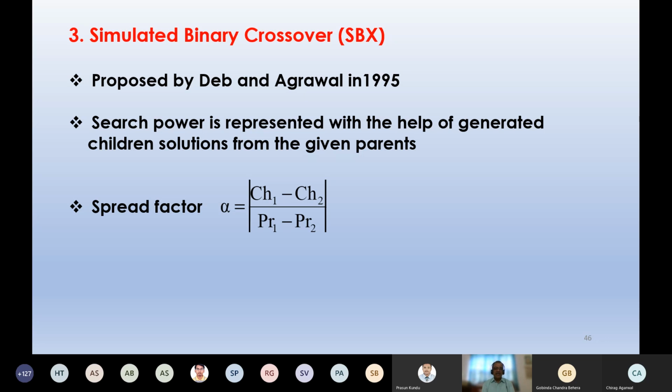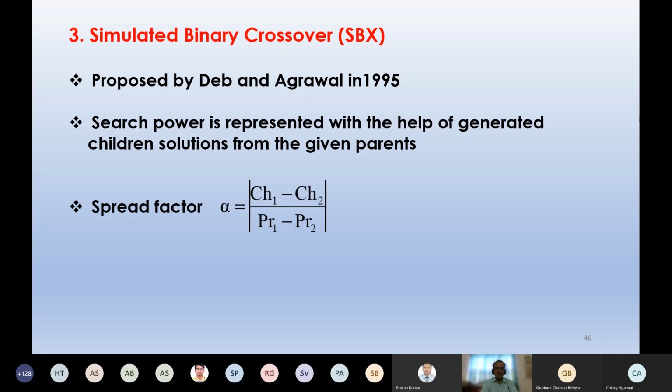Now, to define this spread factor alpha, we take the help of the ratio of the difference between the two children solutions to the difference between the two parent solutions. So we find out the ratio, and of course we consider the mod value. So I have two parents, PR1 and PR2. So I know the difference between PR1 and PR2. But actually, there is no such rule that PR1 always has to be greater than PR2. So this difference could be either positive or negative.